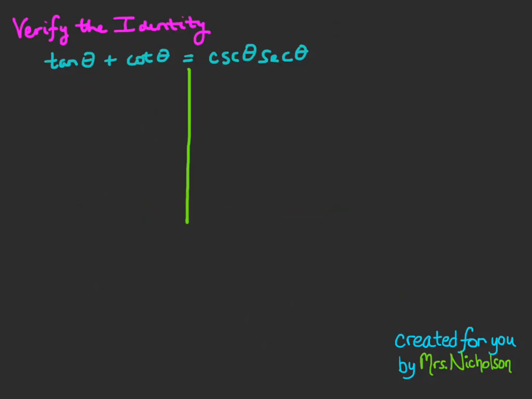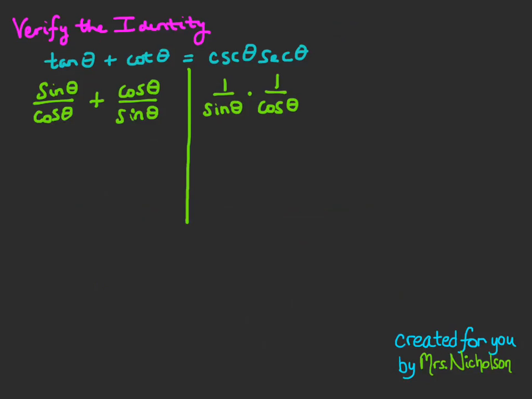Now, we talked in class about some different strategies that we can use to do this. One of those strategies is to get everything in terms of sine and cosine, and I think that would be a good place to start here. So over here on the left, I'm going to change tangent theta to sine theta over cosine theta. And then cotangent is going to be changed to cosine theta over sine theta. And I can do the same thing on the other side. Cosecant is 1 over sine theta times secant, which we can rewrite as 1 over cosine theta.